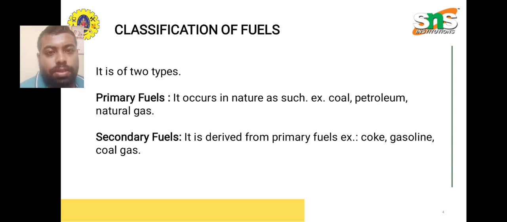Classification of fuels. Fuels are classified into two types. One is primary fuels and the second is secondary fuels. The primary fuels occur in nature, such as coal, petroleum and natural gas. The secondary fuels are derived from primary fuels, for example coke, gasoline and coal gas.